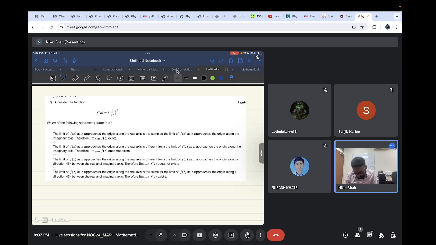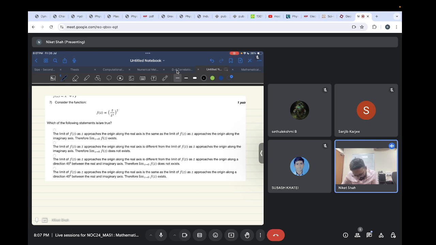That's my first statement. So here again, the framing of the question is such that we'll have to check the statements. Okay, so the first statement tells me that if I'm approaching z tends to 0 from the real axis and from the imaginary axis, I get the same value, so that the limit exists. Basically, that's what we want to check in the first option.